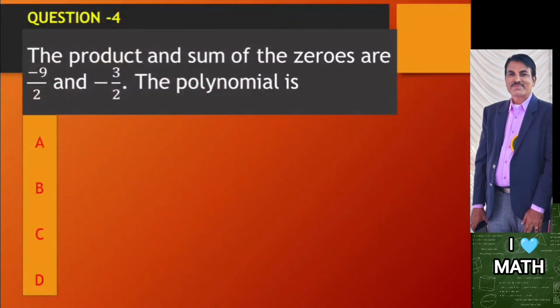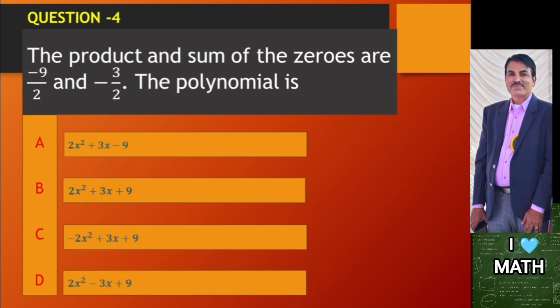Here is question number 4. The product and sum of the zeros are minus 9 by 2 and minus 3 by 2. The polynomial is, here are the 4 options. Carefully note down. All the options are looking same. And read the question once again. Product and sum of the zeros are given. You need to find the polynomial. Calculate the polynomial and identify correctly. Okay, we will move to question number 5.